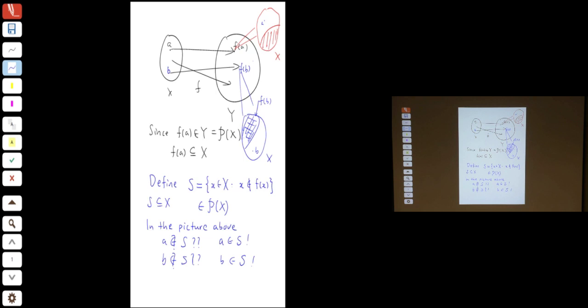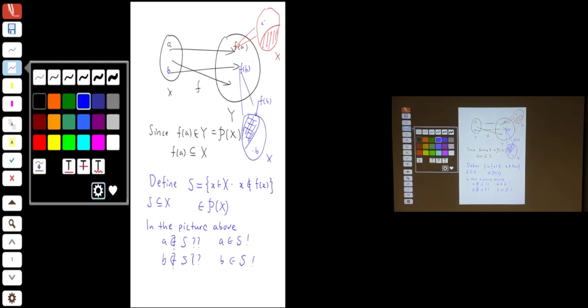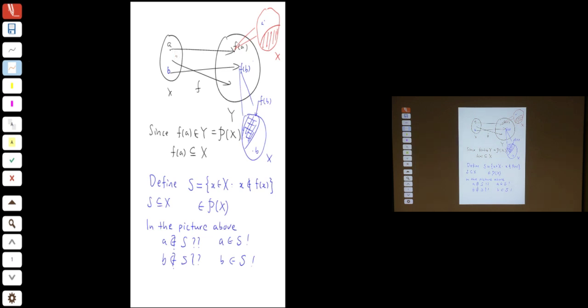C is inside f of C. So let's draw it together. Okay, so let's try another color, orange. Okay, maybe C is here. C. Okay, so now f of C is somewhere. I don't know. Okay, this is f of C.